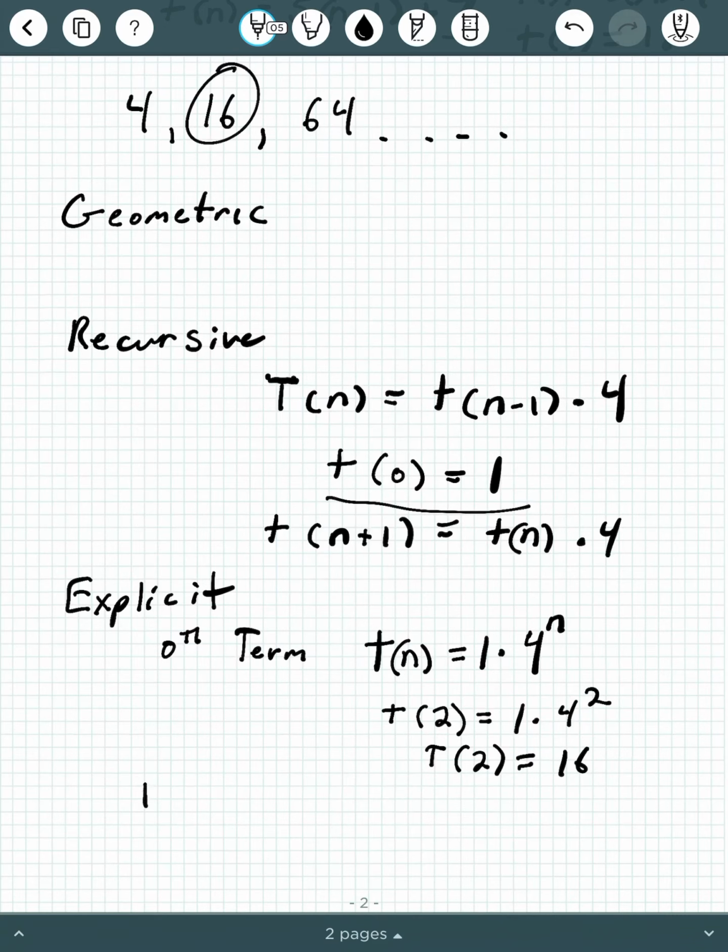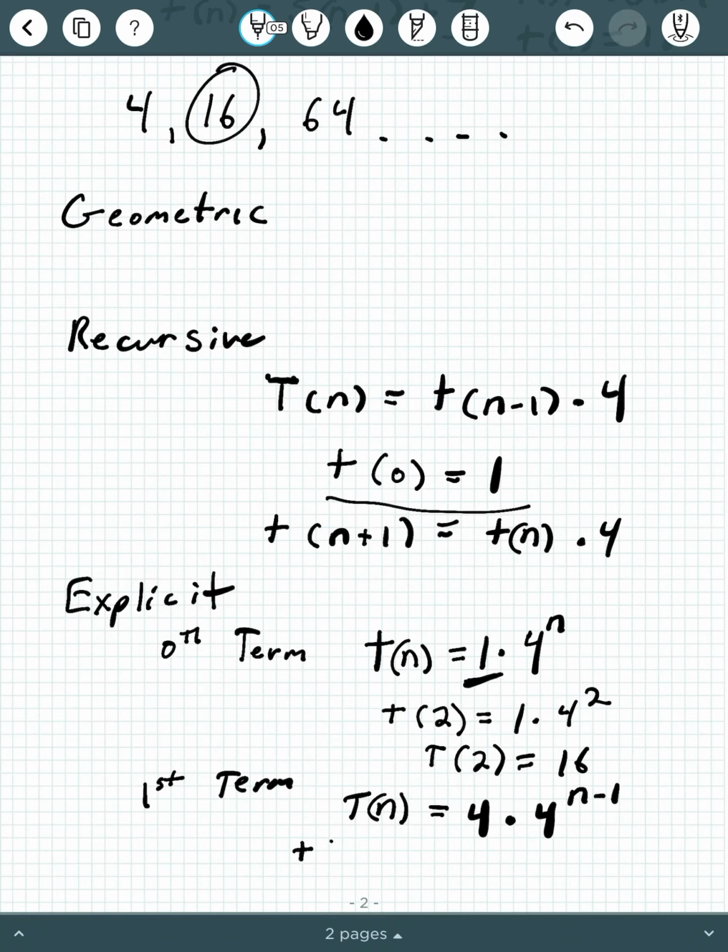If we write this same thing in first term form, we'll still use t of n. This time, instead of using that 1 or the 0th term as our starting value, we'll use 4 as the starting value. We're still growing by multiplying by 4 each time. However, to keep from being 1 ahead the entire time, we need to do n minus 1.